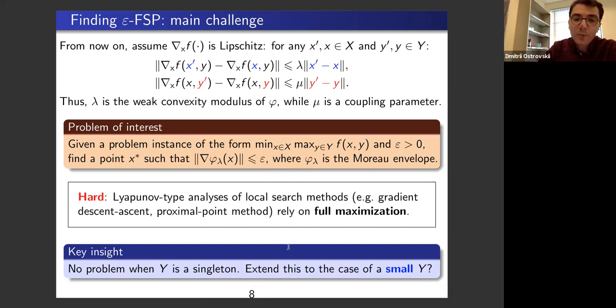Now the problem, as soon as I give up concavity in y, so here I do not assume concavity in y anymore, is this: tractable ways of solving such problems usually either assume that in y the criterion is concave, or they somehow assume that the nested maximization problem can be solved globally. Sometimes they just postulate it, for example.